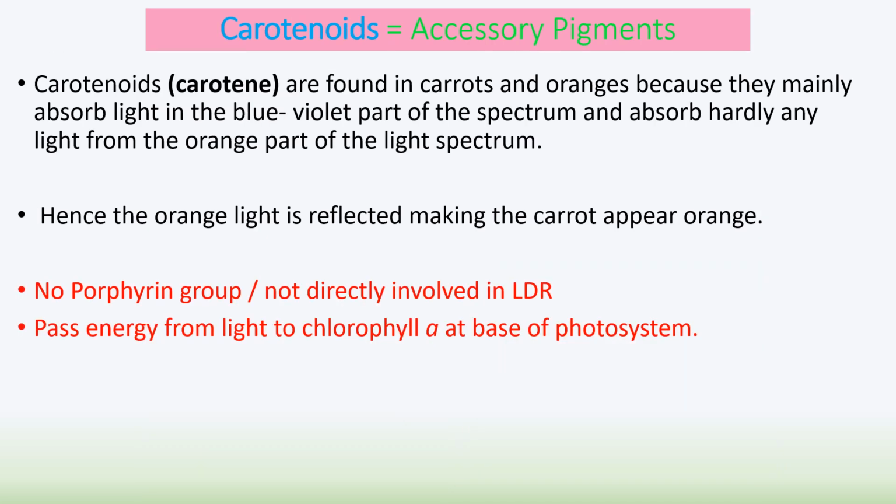And carotenoids you see most commonly in carrots and oranges, which is why they look orange, because they reflect the orange light of the spectrum. And that's why we see them like that. They are different to chlorophyll because they don't have any porphyrin. They're not directly involved in the light-dependent reaction, but they pass their energy to chlorophyll A.